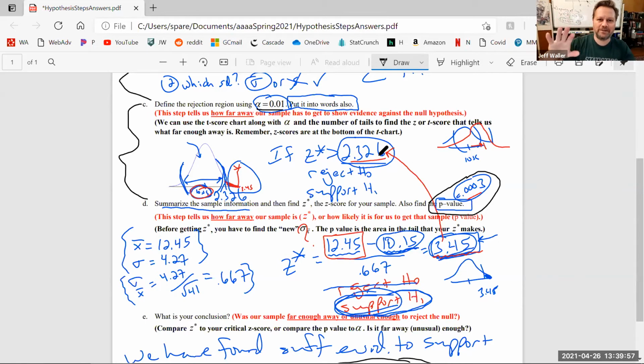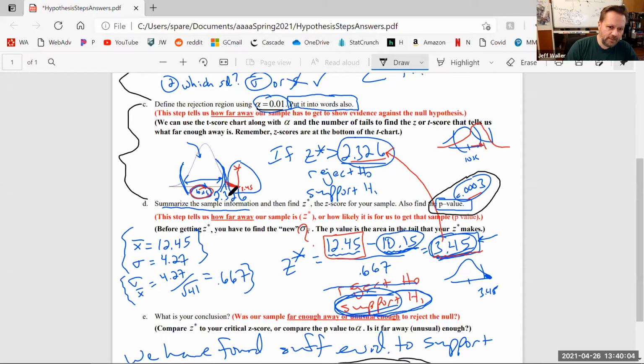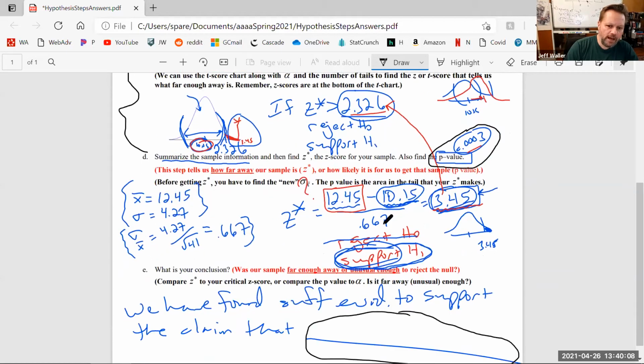All of those could be true at the same time. All right. Then it kind of makes sense. The minute we set up where evidence will be, we see where we got. Did we make it into where evidence would be? Did we find enough evidence? So we calculate. Now here's what Z star is.